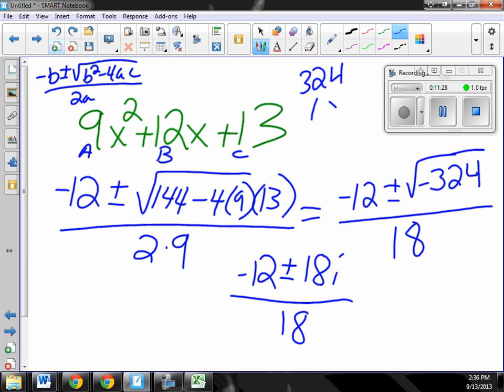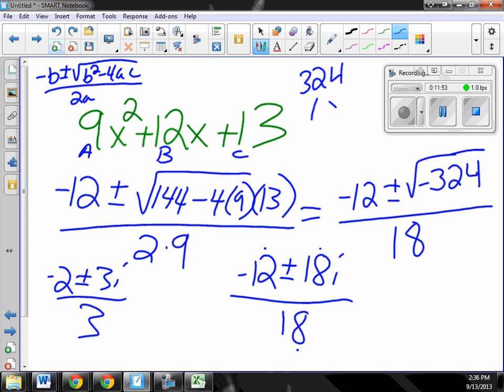Okay, now I can't add those together because the 12 and the 18, one's real and one's imaginary. But is there a number that goes into 12 and 18 and 18? 6. So I can divide everything by 6. Negative 2 plus or minus 3i over 3. That's the answer there.